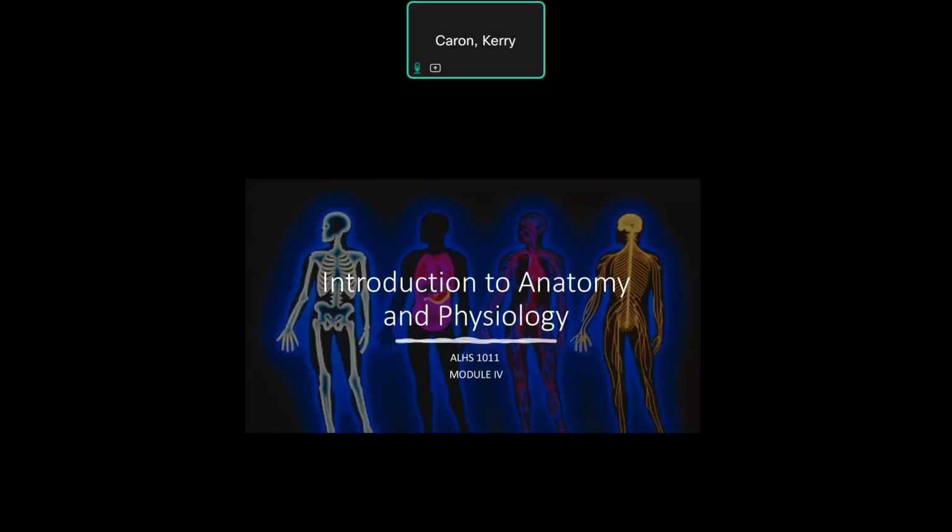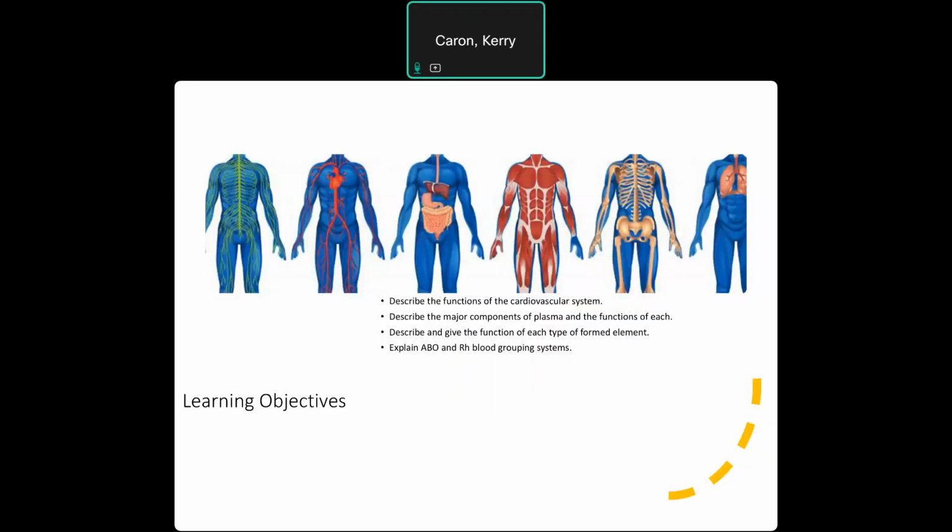Okay, this is ALHS 1011, and in this session, we will be talking about a chapter from Module 4, and that chapter is the blood chapter. There are two chapters on the cardiovascular system, the first focusing on blood, the second focusing on the heart and blood vessels. So this chapter is the first one on blood. And here are some of the standards and the learning objectives you would need to know.